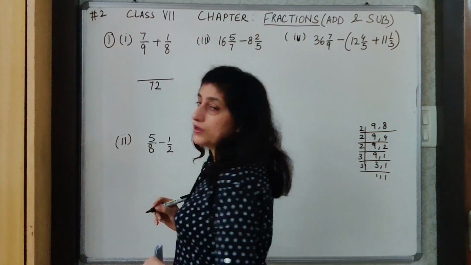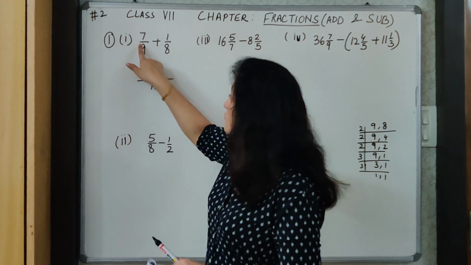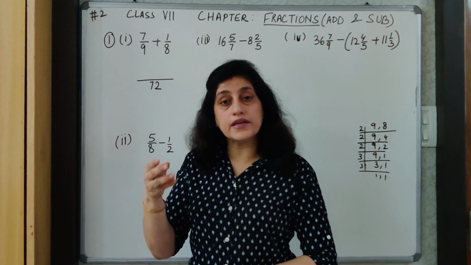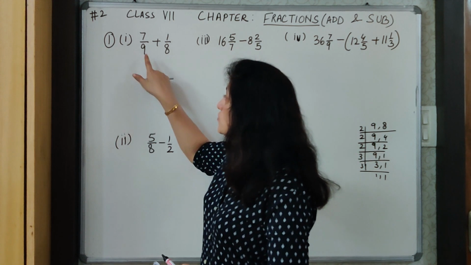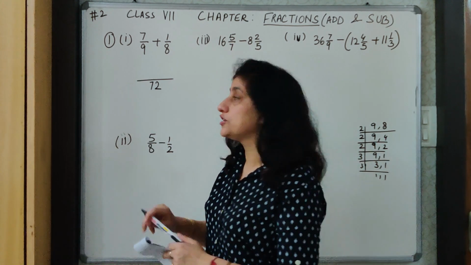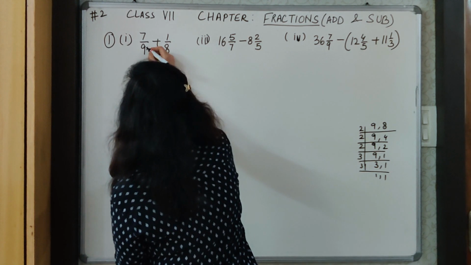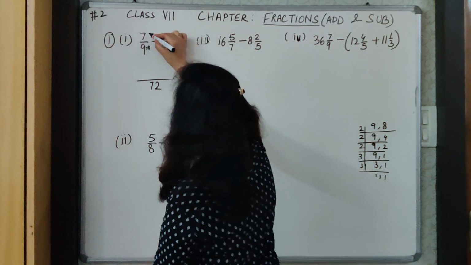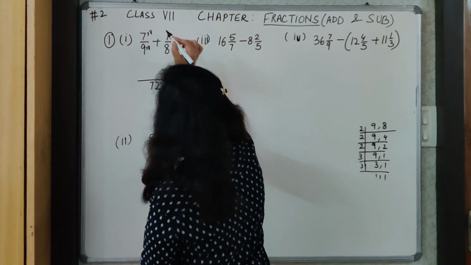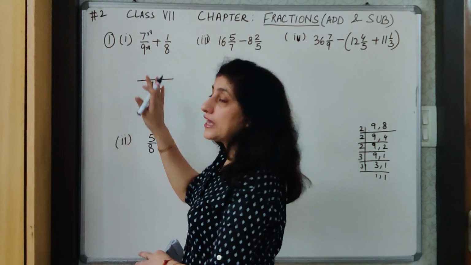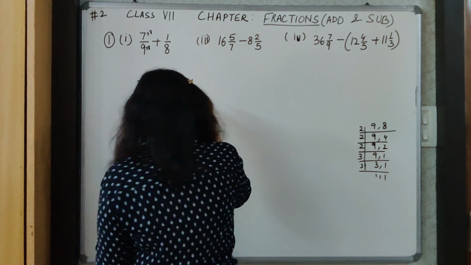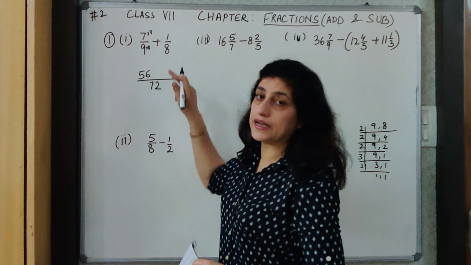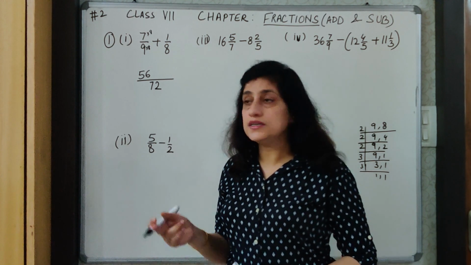I write 72 below the bar and now I have to convert this to like fractions. So 9 multiplied by how many times gives me 72, 9 8s are 72. So if I multiply 9 with 8 to make it 72 here, I will have to multiply the numerator also by 8 to make it a like fraction. So 7 8s are 56 and same way 8 multiplied 9 times gives me 72.